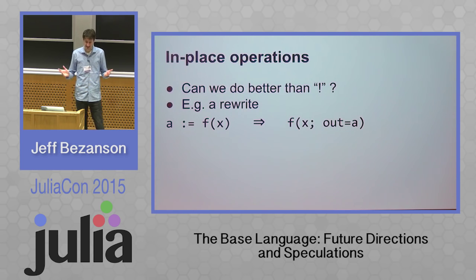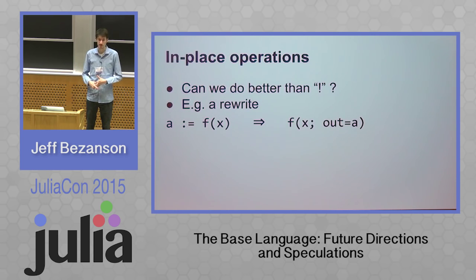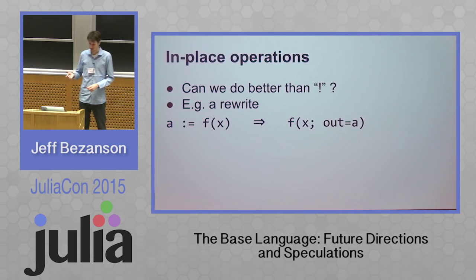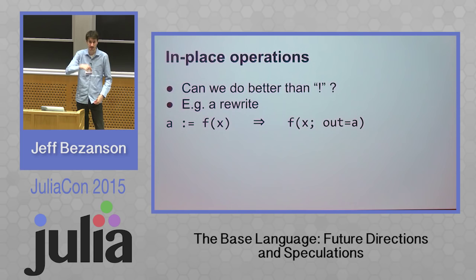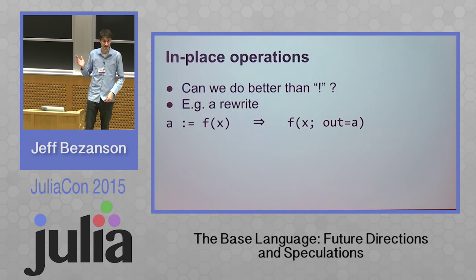An idea I've had kicking around for a while is to do some kind of a syntax trick. We have a colon equals operator that's unused. Maybe we could use it. For example, if a colon equals something, then that means calling the function, telling it where to put the result. So a convention like that could maybe work.